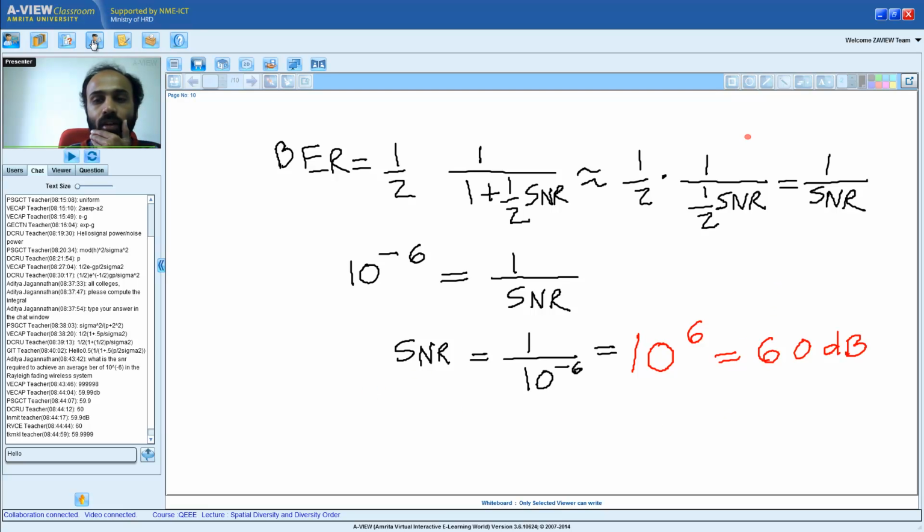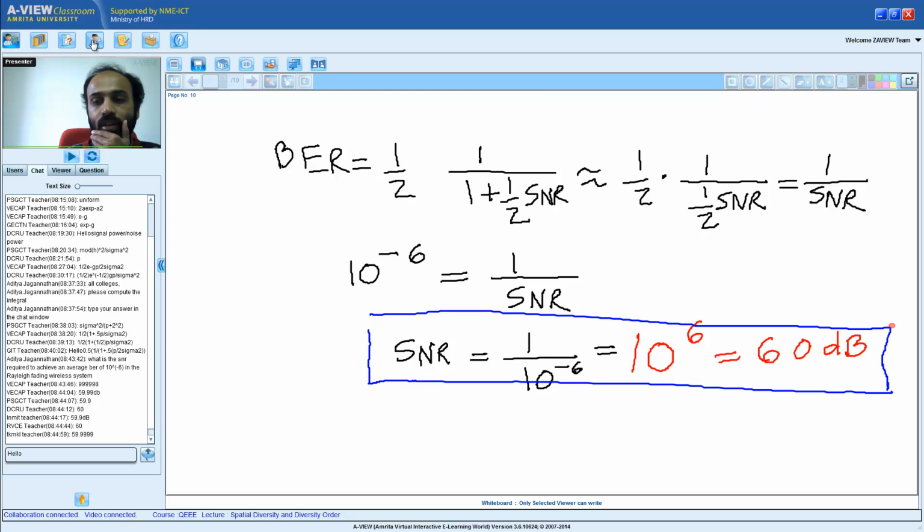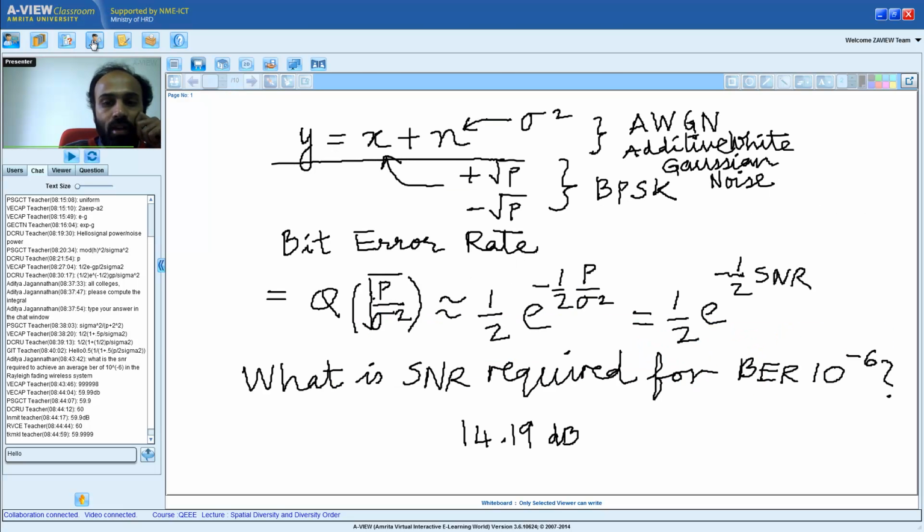which is 60 dB SNR. Now can someone tell me what is the major change? So we have seen that SNR required for 10 to the power of minus 6 is 60 dB. Can someone tell me now what is the major change in comparison to the AWGN channel? If you go back to the AWGN channel, what was the SNR?